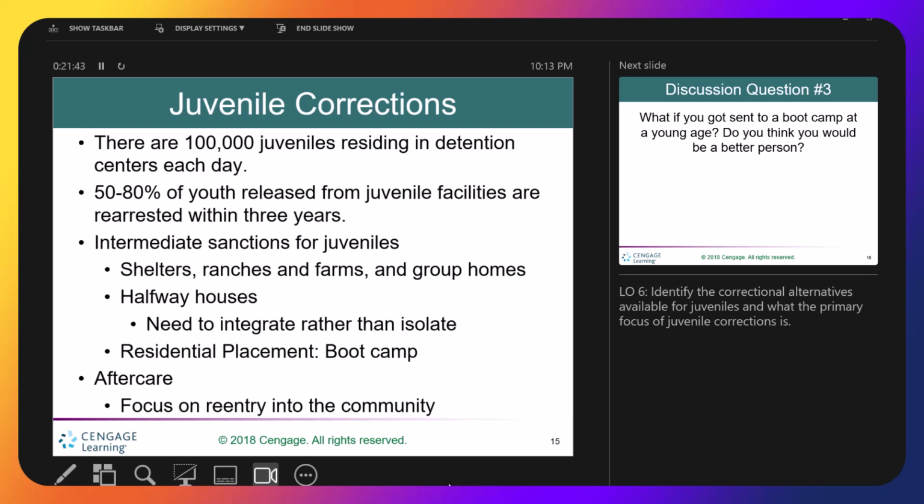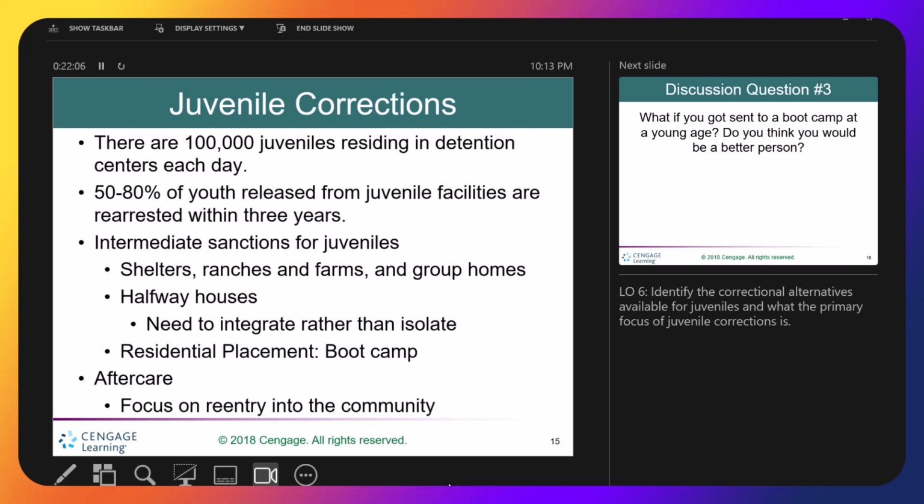The need to integrate versus isolate is very important. You try to integrate them into positive things, around positive people. In many cases, some of them have never been around it before. They've never seen it. It's foreign to them. Everybody they know was either unemployed, criminal, or on welfare.